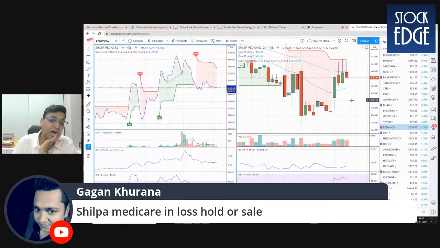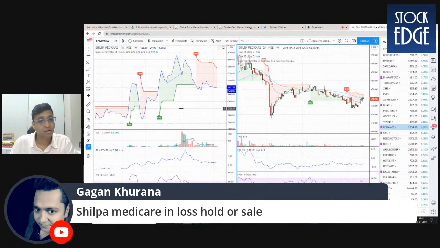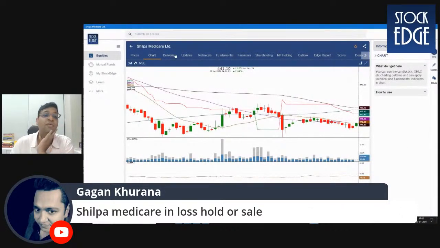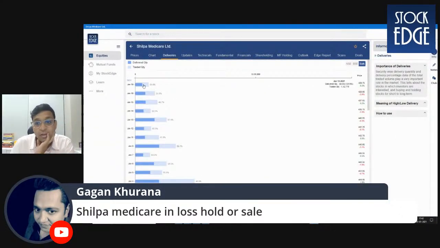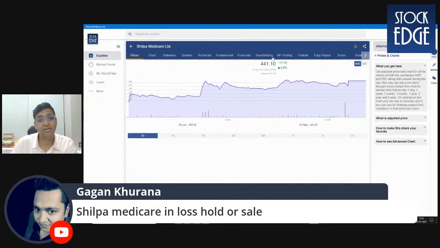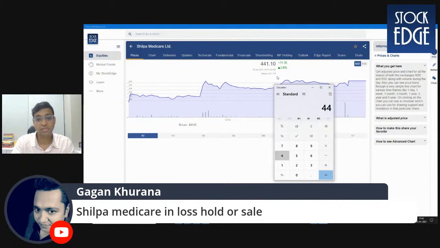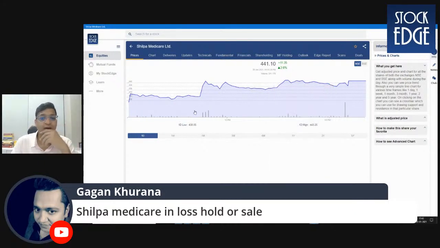Not convincing, bro. Absolutely not convincing. Frankly speaking, this stock doesn't represent an efficient market hypothesis. There's something wrong in the stock. Let us see the quantum of delivery and volume which is happening. Only 1 lakh shares and 60,000 shares getting traded, delivered. The price is 440. 440 into 1 lakh shares, that is 4 crore volume for the day. This stock is getting manipulated.